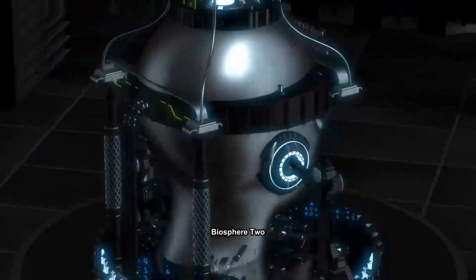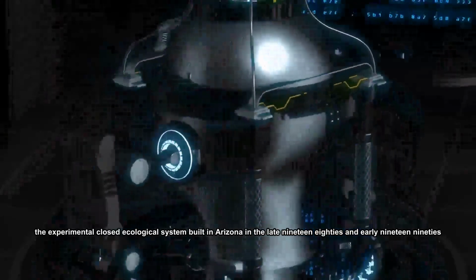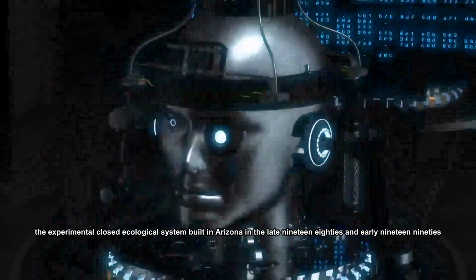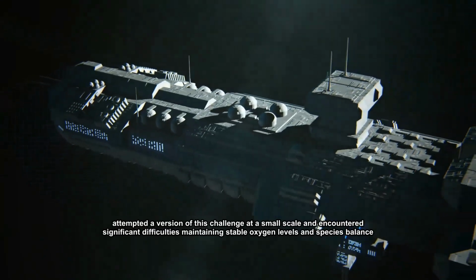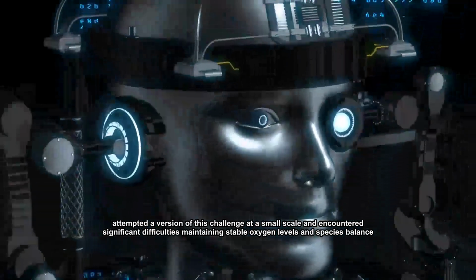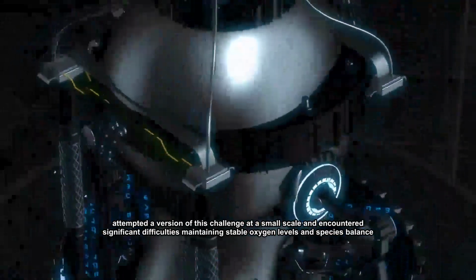Biosphere 2, the experimental closed ecological system built in Arizona in the late 1980s and early 1990s, attempted a version of this challenge at a small scale and encountered significant difficulties maintaining stable oxygen levels and species balance.